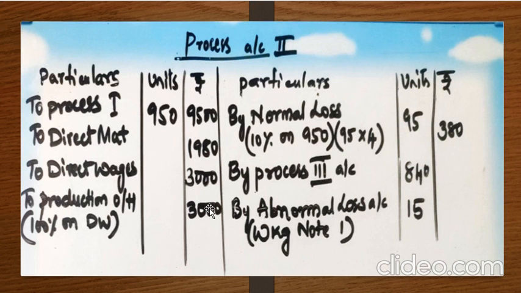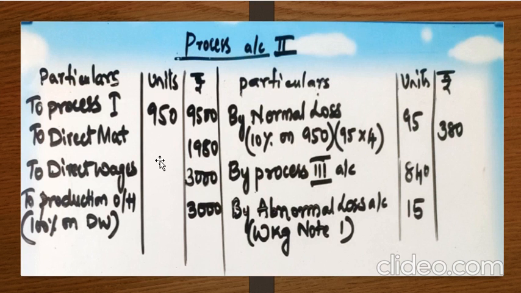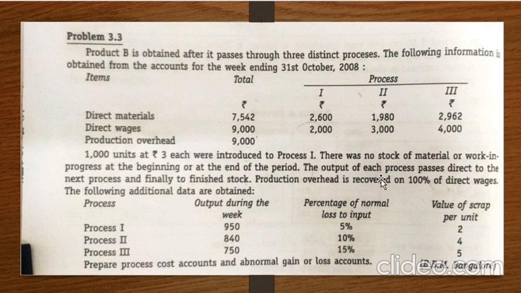So after recording your inputs, you need to check whether there are any other inputs. There are no inputs left here, so you will write up your output column. When it comes to output, remember you will have normal loss. Have they given the normal loss? Yes, they've given the percentage of normal loss to input as 10%. So how much is your input for process 2? Just check your ledger account. It is 950. What is the normal loss percentage given in the question? It is 10% for process 2.